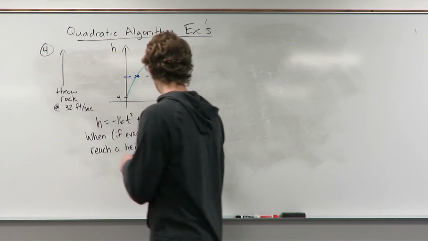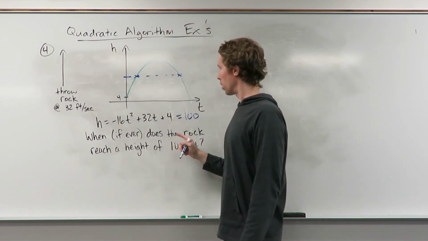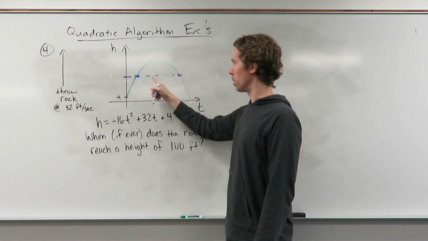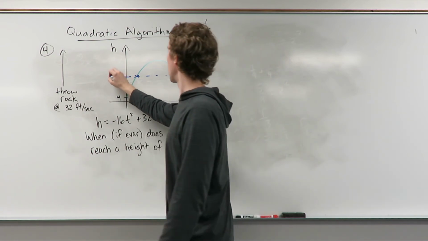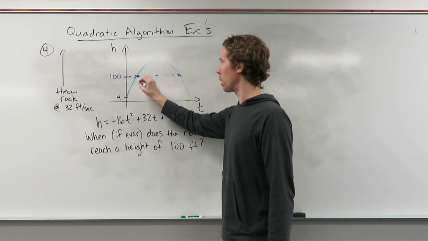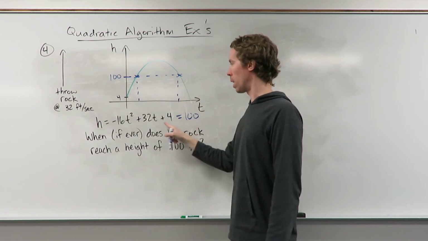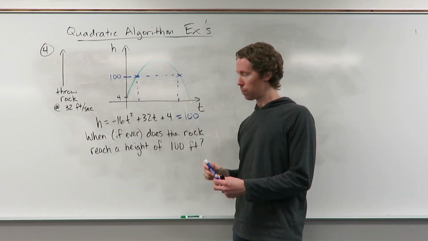If we set the height equal to 100, then we should be able to find these two solutions. So if this is a height of 100, and we have this situation, we would find these two time values. And those two values of time would be the solutions to this equation.